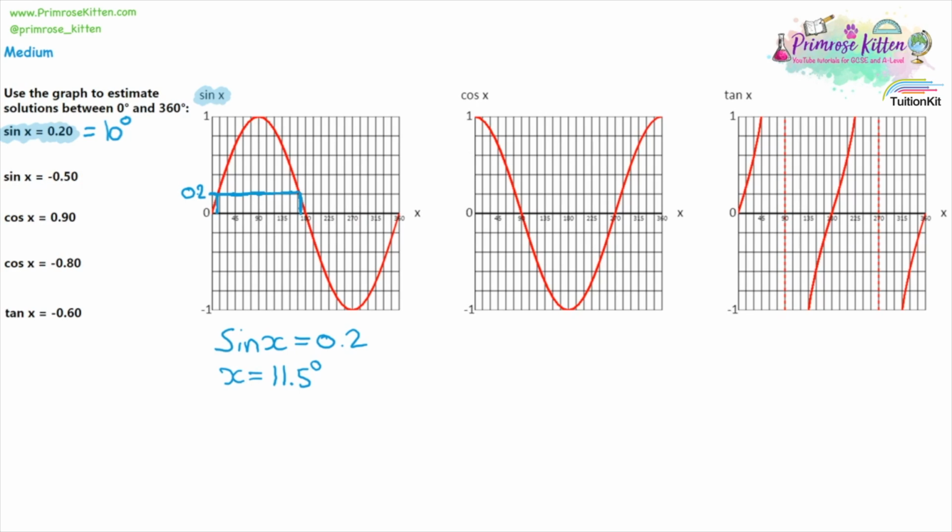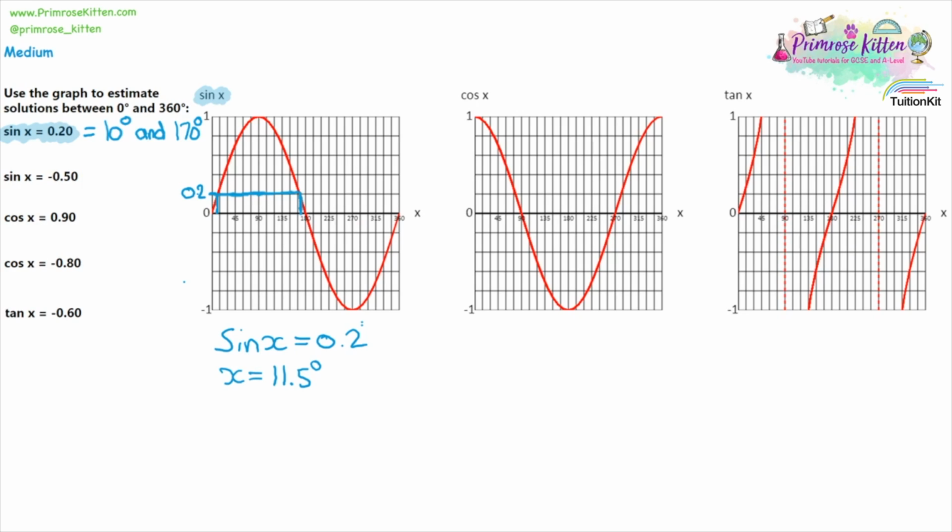Now, estimating this, it's not a full 15 degrees below the 180. That would be one full square. It's a little bit above. So we could estimate something like 170 degrees. Checking that with a calculator, well, we can't because the calculator only gives us one value. So how do we do this with a calculator?